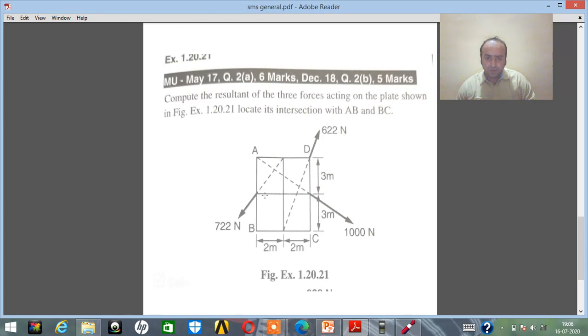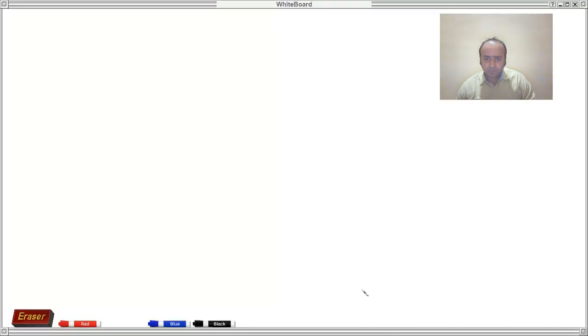You can see there are three forces acting in the system: 722 Newton, 622 Newton, 1000 Newton. All three are inclined forces acting at some angles. Angles are not given. We should be able to find the angles with the help of the trigonometry formulas. Okay, so let's go to the solution of it one by one.